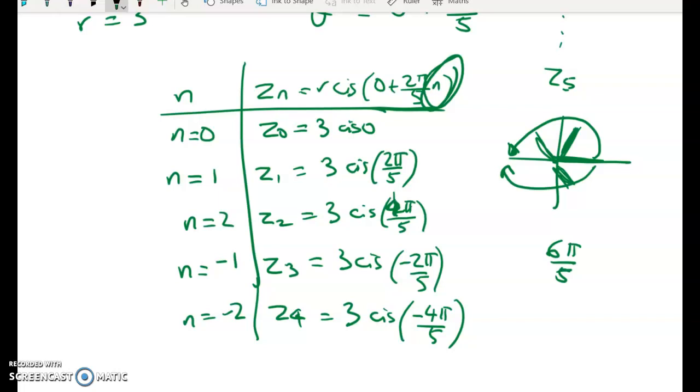Just one thing on numbering. You can do from z0 up to z4. I usually don't do that, actually. I usually go z1, z2, z3, z4, and z5. It's just that your numbers won't match up nicely there. It doesn't really matter. So let's have a look at what those roots look like.